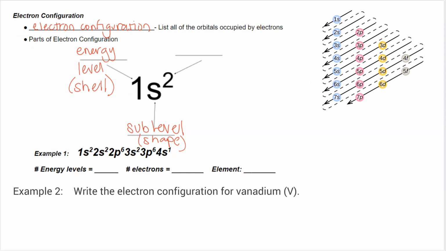Okay. All right, and then one last piece of our electron configuration is this number at the top. So this 2 right here is telling us how many electrons are occupying that particular part of our electron configuration. How many electrons are occupying the s sublevel of energy level 1. So this is our number of electrons. Okay, any questions about those pieces of our electron configuration?